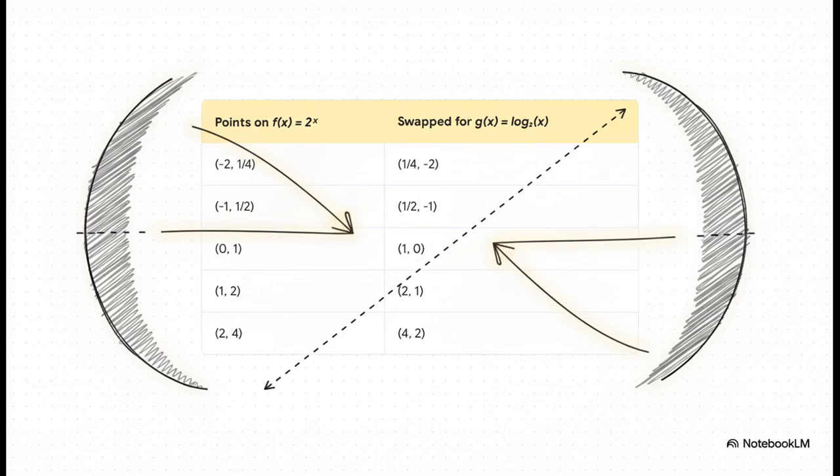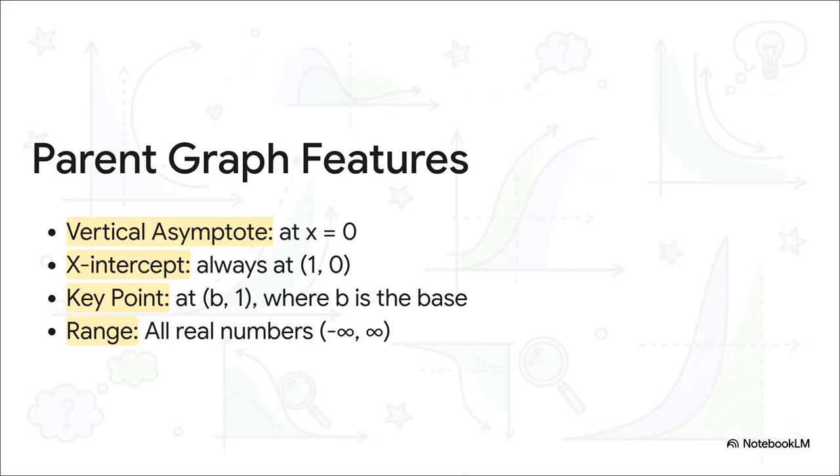It's that simple. And when you plot these swapped points, you start to see the non-negotiable features of every basic log graph. 1, it's got that vertical barrier right at x equals 0. 2, it always crosses the x-axis at the point (1, 0). And 3, it always passes through the point (b, 1), where b is just the base of your logarithm.